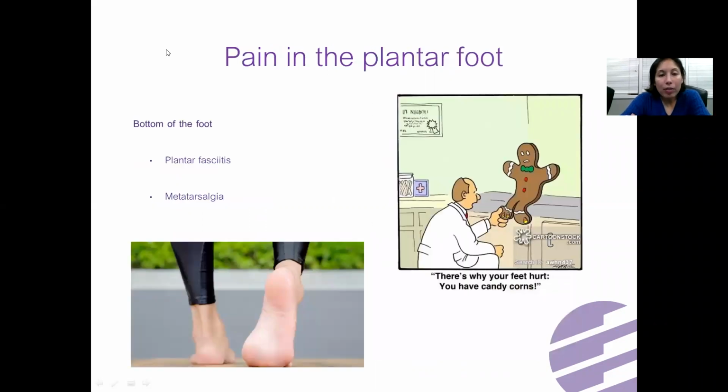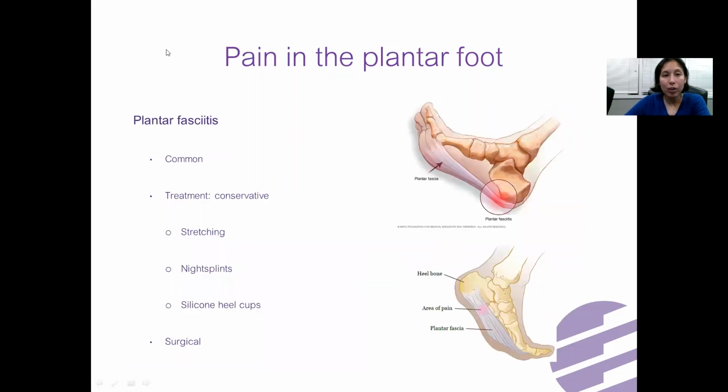On the bottom of the foot, plantar fasciitis is the most common cause that I see for pain on the bottom of the foot. Most people will say, I've got pain right under my foot, right under my heel. And that's where the plantar fascia, which is a band of tissue that spans the bottom of the foot, inserts into the bottom of the heel. Metatarsalgia is actually pain in the forefoot, so pain in the ball of the foot. And that's another very common cause of pain in the foot.